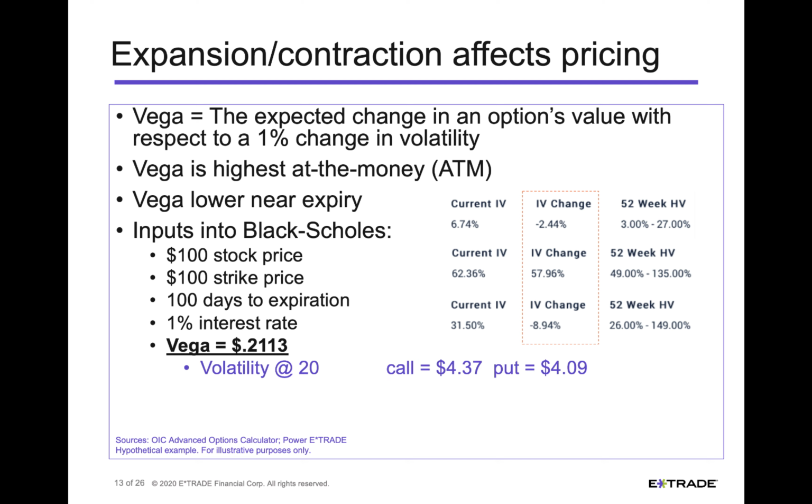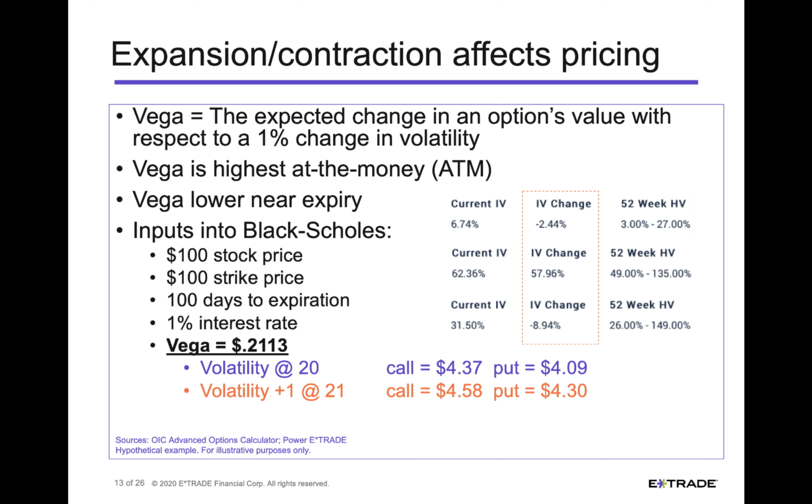Now, what does this look like? With the volatility currently at 20, a call option should be priced at $4.37, and a put option at $4.09. If nothing else changes, so time doesn't change and the stock price doesn't change, the only thing that changes is that volatility goes from 20 to 21. That's up 1 percentage point, which is a 5% move. Again, I want to distinguish those two. You bought the call, you bought the put, and volatility goes from 20 to 21.